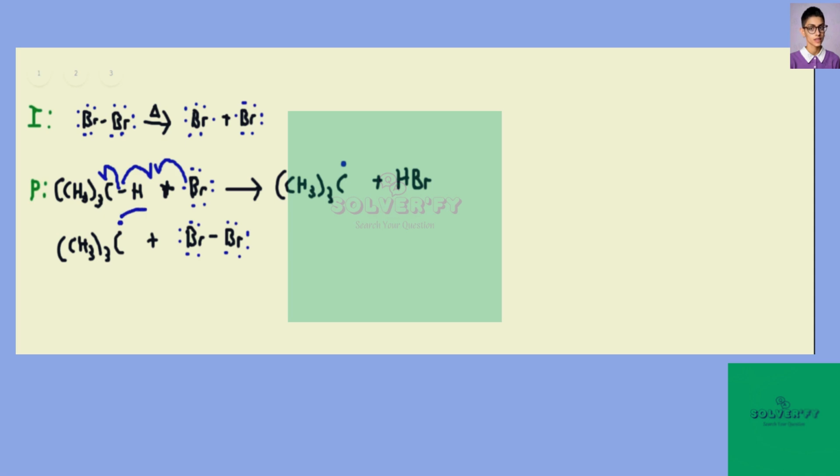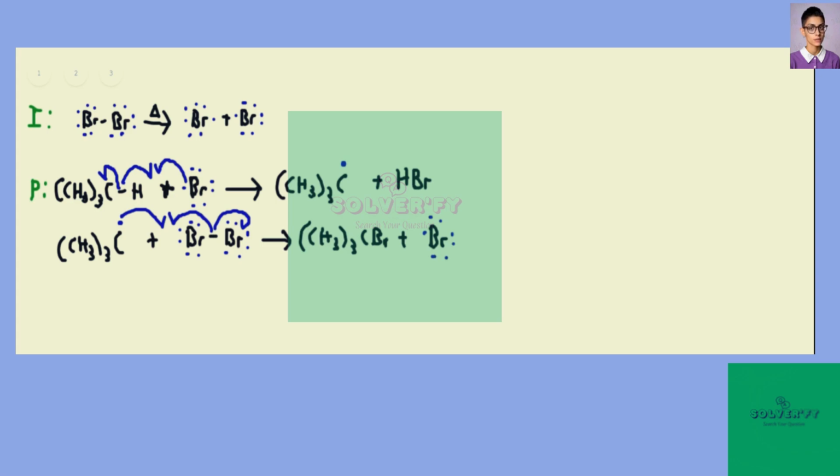Like this, they'll form a new bond. We'll regenerate a bromine radical here. After this step, we get our brominated product. And as I said, we regenerate a bromine radical here.